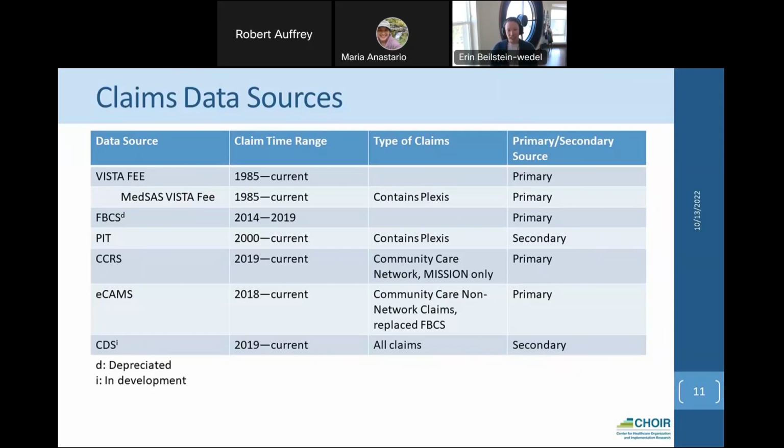And then some of these are considered primary or secondary sources. So PIT and CDS are both secondary sources. That means that claims aren't directly flowing into them from providers. So you have to be careful using them. And I'll talk about PIT, the issues with PIT, a little bit more later.